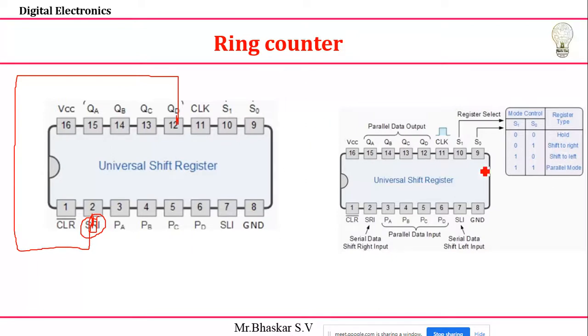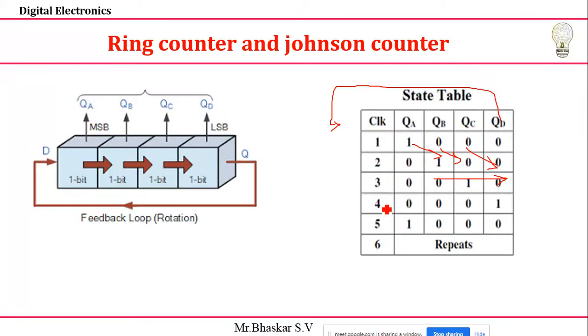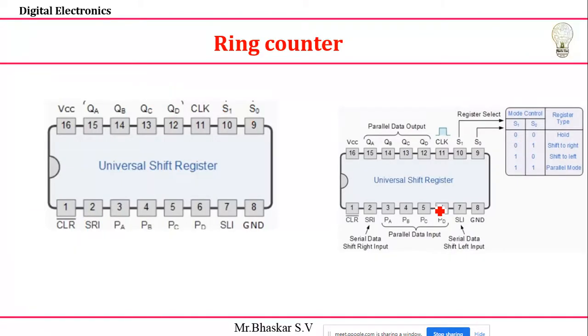Then my select lines: if you make S1 0 and S0 1, then the data tries to shift to the right side, automatically it will shift right, and then I'll get this pattern. It's only one connection I need to do, just connect my QD and SRI with one line, that's all. Just use this IC and connect.